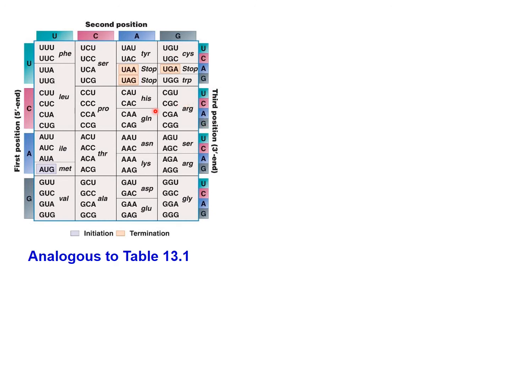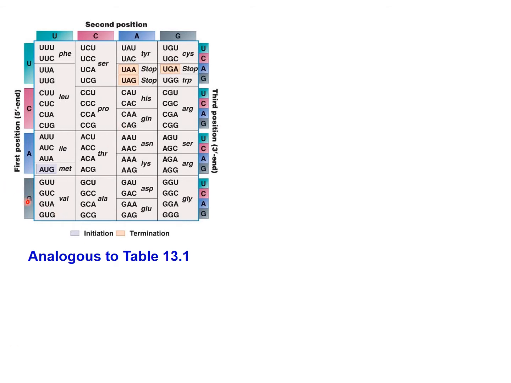Now the right hand side tells you for each row what's going to be in the 3rd position. So here U's are in the 3rd position, then a C, and then this gets repeated for each of these different 1st position rows. So that's how you look.